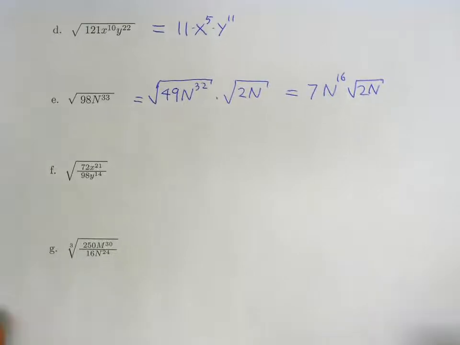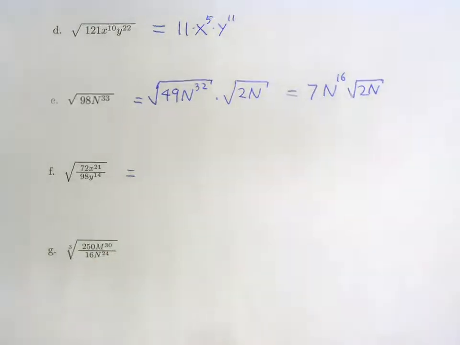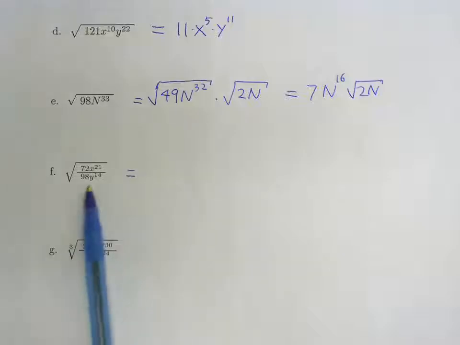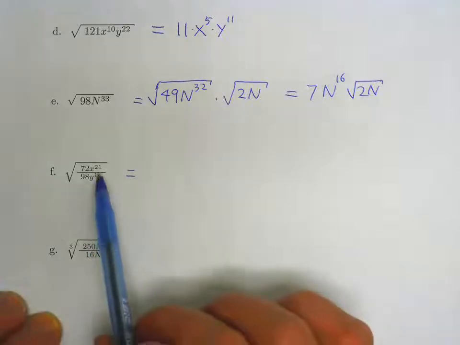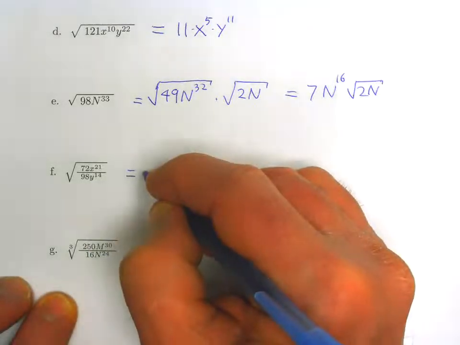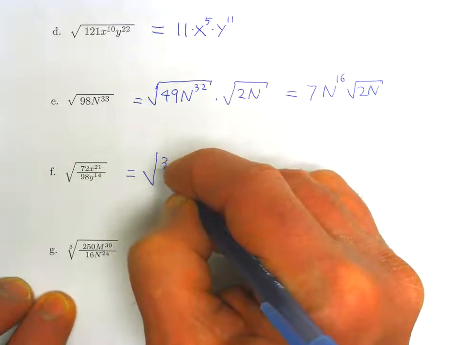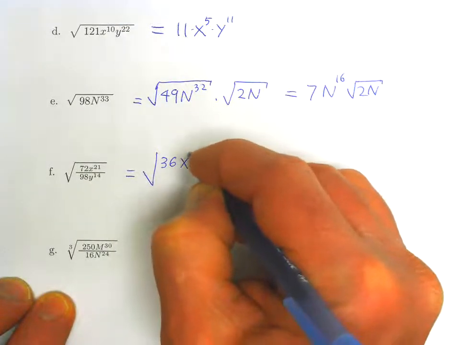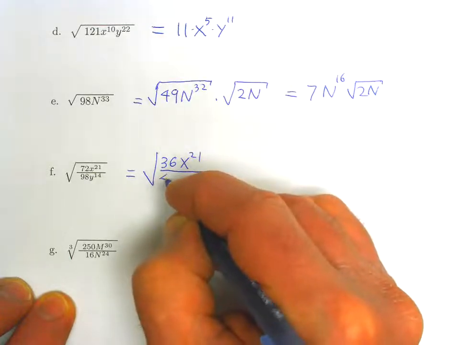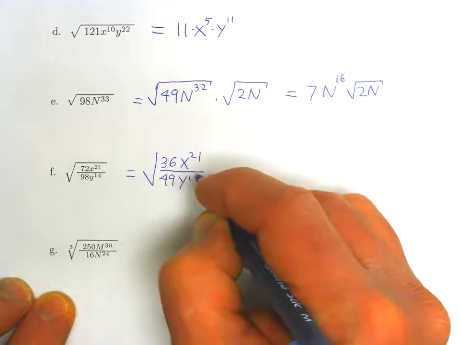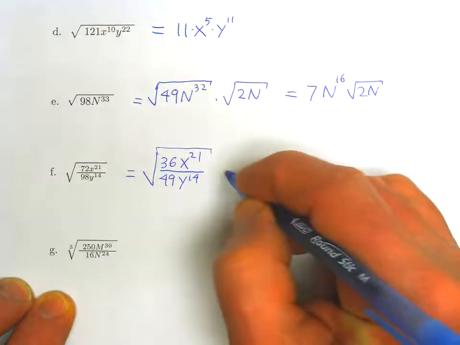Okay, in the next example, well, in this case, it's to our advantage if we simplify the rational expression first. 72 over 98 simplifies to 36 over 49. The variable parts don't simplify, but we can write this as the square root of 36 x to the 21st over 49 y to the 14th.